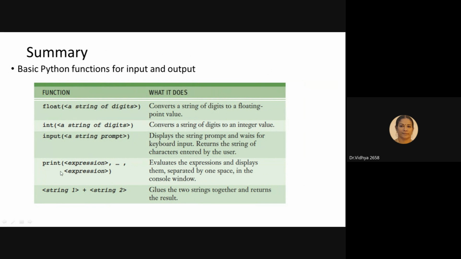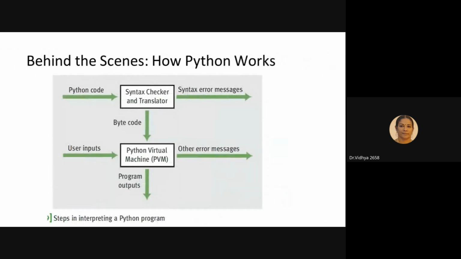And the next one is print. Within brackets we can specify the expressions as given here. These expressions are evaluated and displayed, and this function will display the result one by one in the console window. Then similarly, we can do string1 plus string2, which glues the two strings together and returns the result. It combines two strings together and returns the result, as given in this table. So these are the simple summary of the functions.